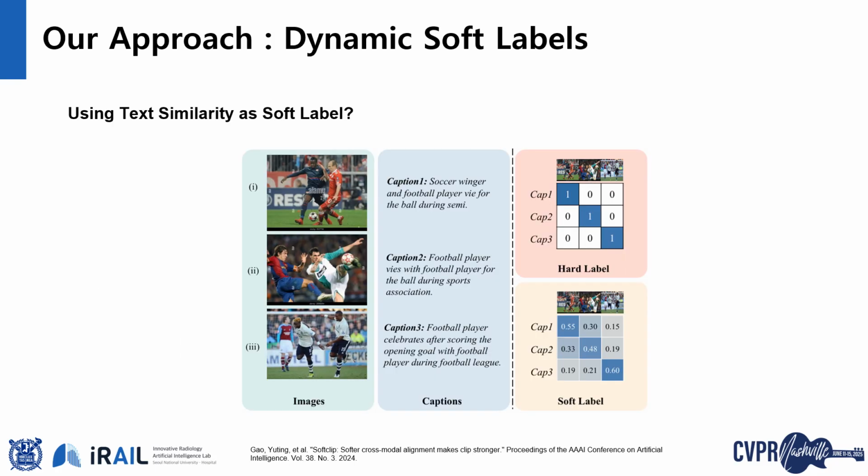To address semantic overlap, we use text similarity as a soft label. Instead of hard labels, we calculate similarity between captions, like with normalized BERT embeddings, so the model can recognize when descriptions are semantically close.